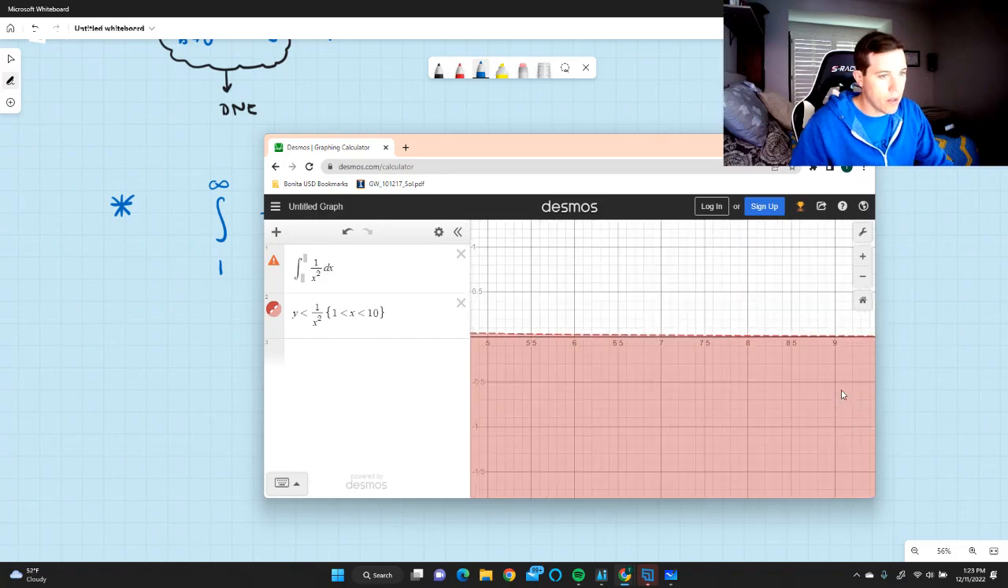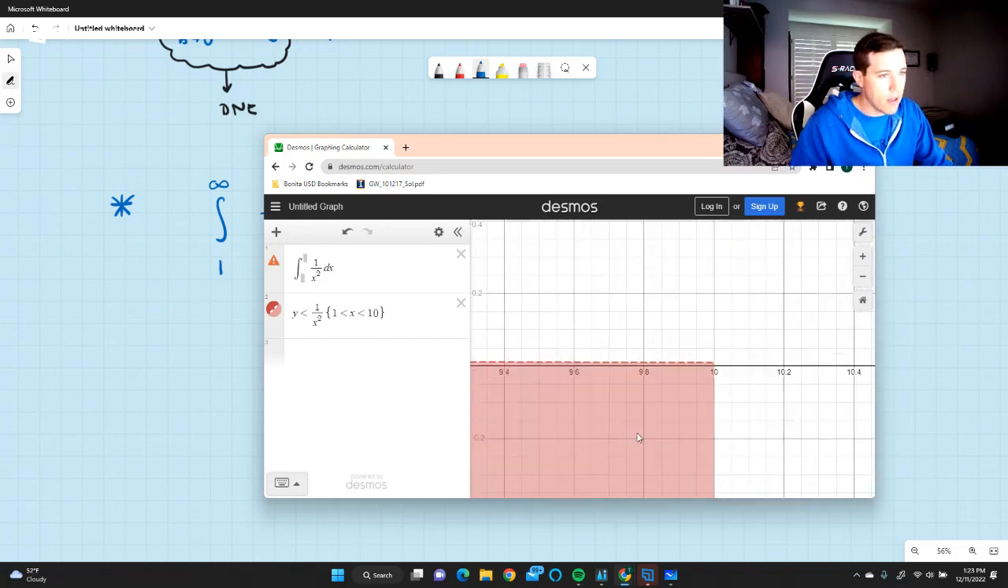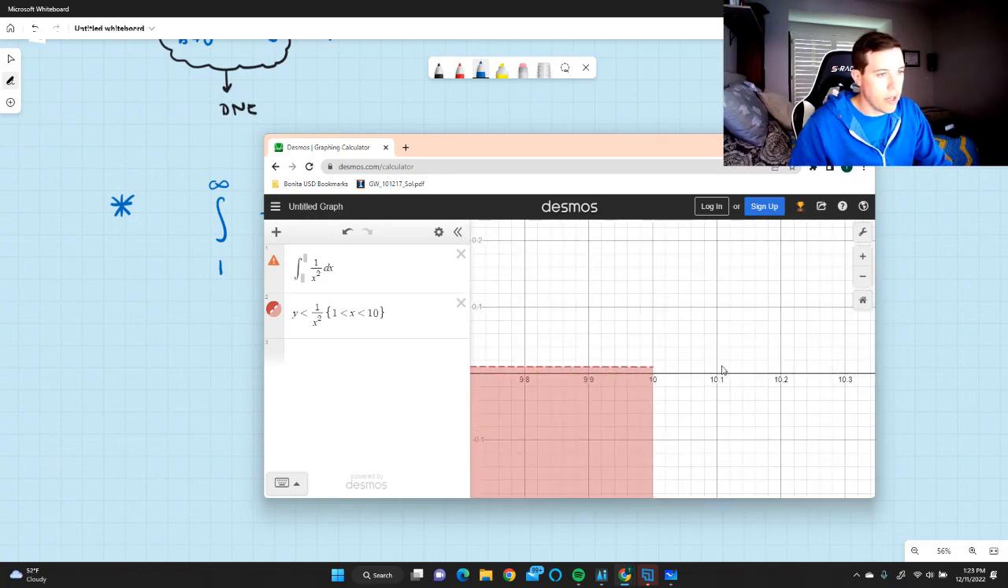So look, we're adding infinite area, but same question. This area is getting so close to the x-axis. Does this area contribute to making the value bigger and bigger, or is it so small beyond this threshold that it doesn't really factor in when we're adding together total area? That's the question.